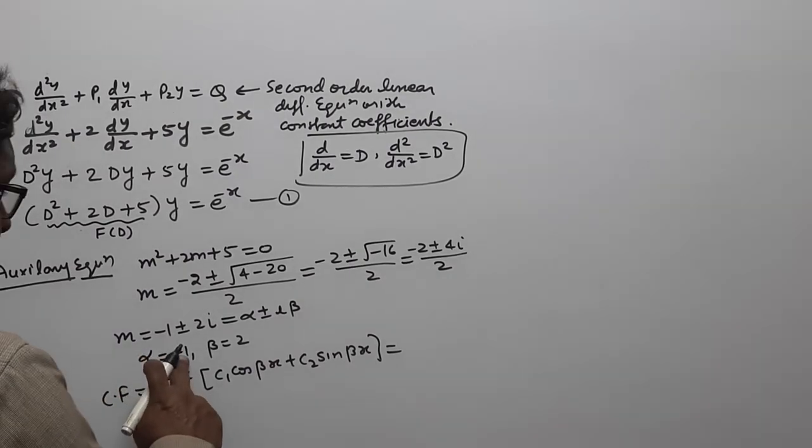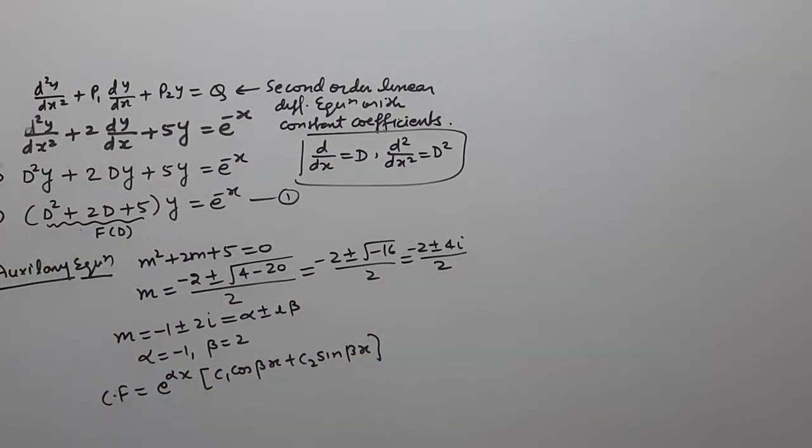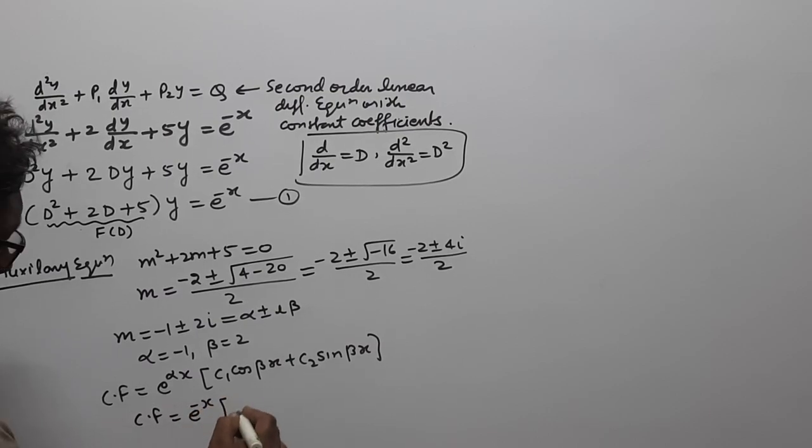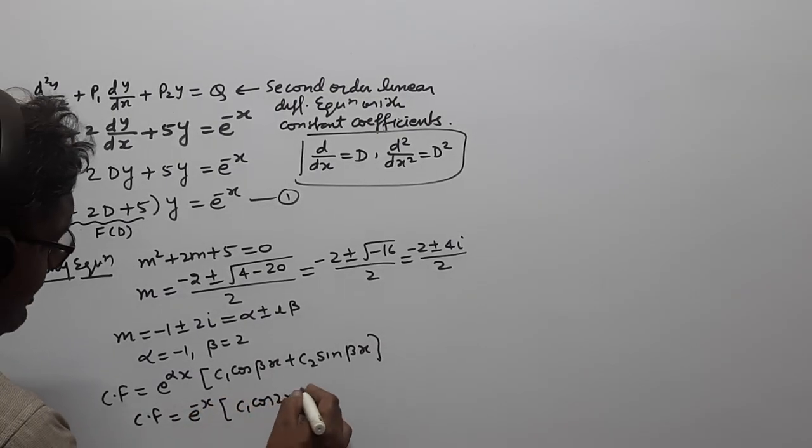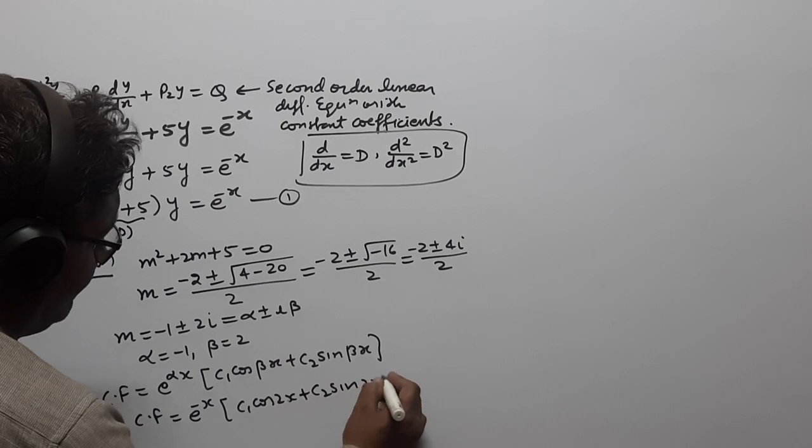You can see here alpha is equal to -1 and beta is equal to 2. So we put value of alpha and beta and get the complementary function. So this is e to the power -x (c1 cos 2x + c2 sin 2x).